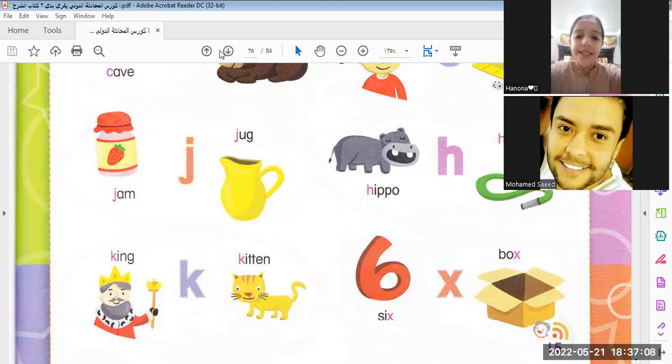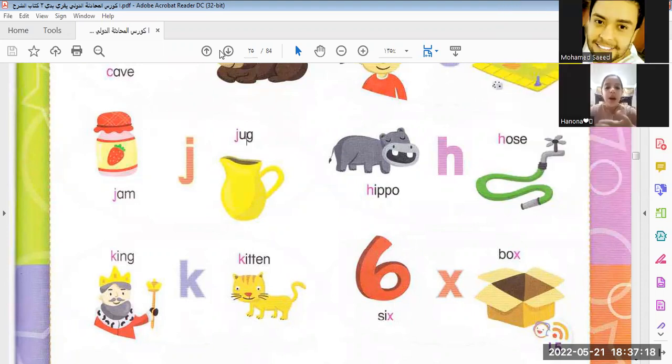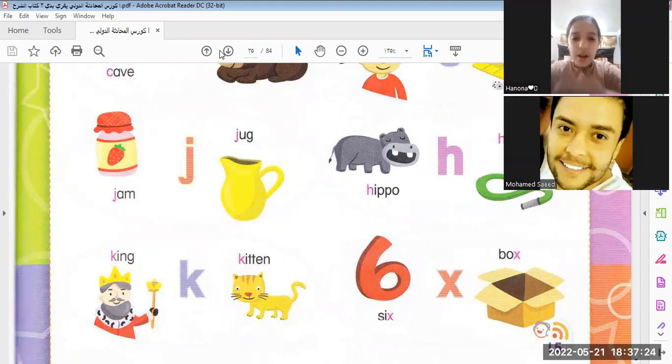Short I makes the sound i, but short E makes the sound eh. Open your mouth for eh. Amazing. Can you, Hannah, give me an example for letter E and letter I, like pen, bin? Short E, pen. Short I, like pin. Amazing. Thank you, Hannah.